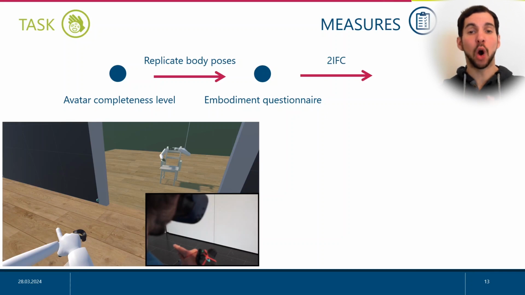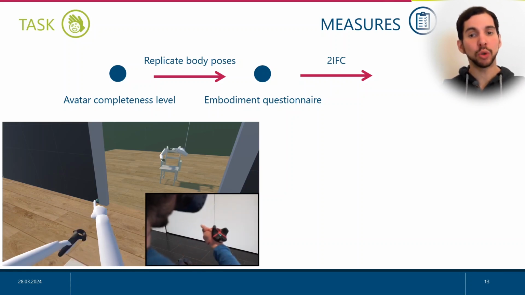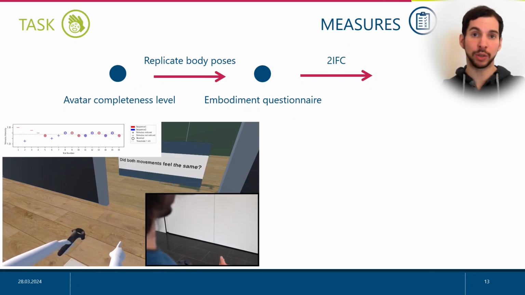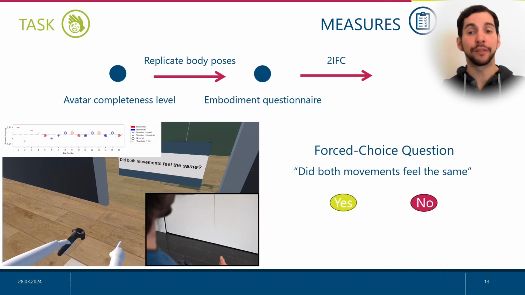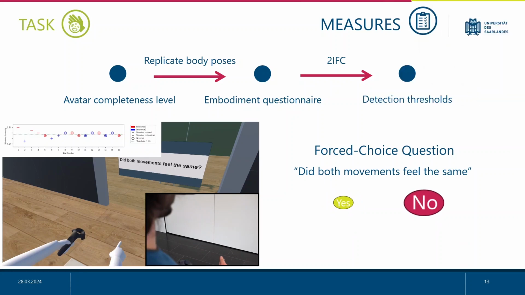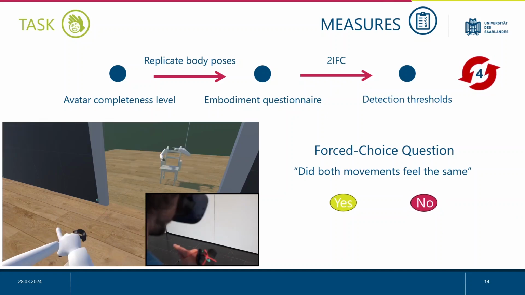Here we exposed them to horizontal hand redirection of different magnitudes using a two-interval forced choice method. Participants performed 2 consecutive reaching movements, one without hand redirection and one with hand redirection of different magnitudes. And we asked them whether the 2 movements felt the same. And they had to respond either with yes or no. Once the interleaved staircase procedure converged, we obtained the detection threshold for this avatar completeness level. And phase 1 and phase 2 were repeated 4 times, that means for each avatar completeness level.